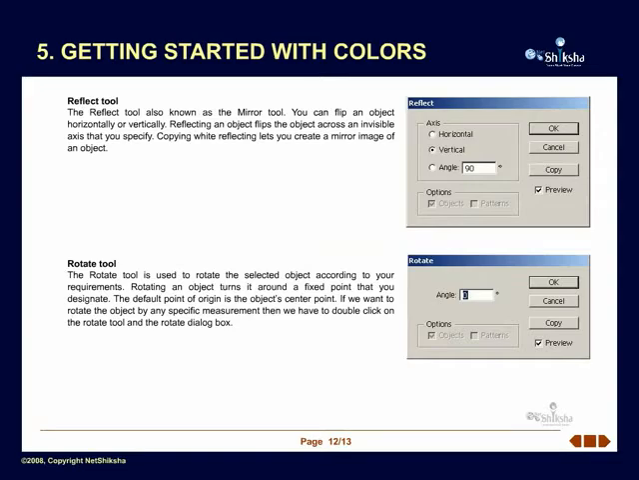Rotate tool. The Rotate tool is used to rotate the selected object according to your requirements. Rotating an object turns it around a fixed point that you designate. The default point of origin is the object's center point. If we want to rotate the object by any specific measurement, then we have to double-click on the Rotate tool and the Rotate dialog box will appear.